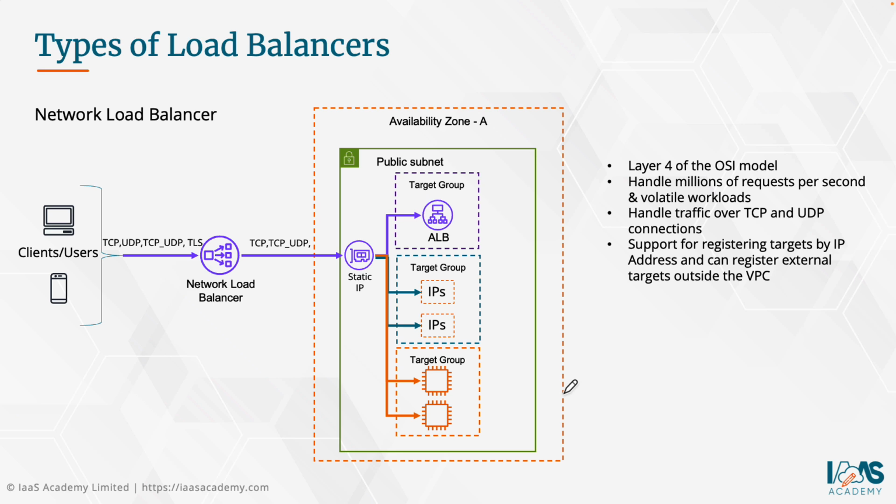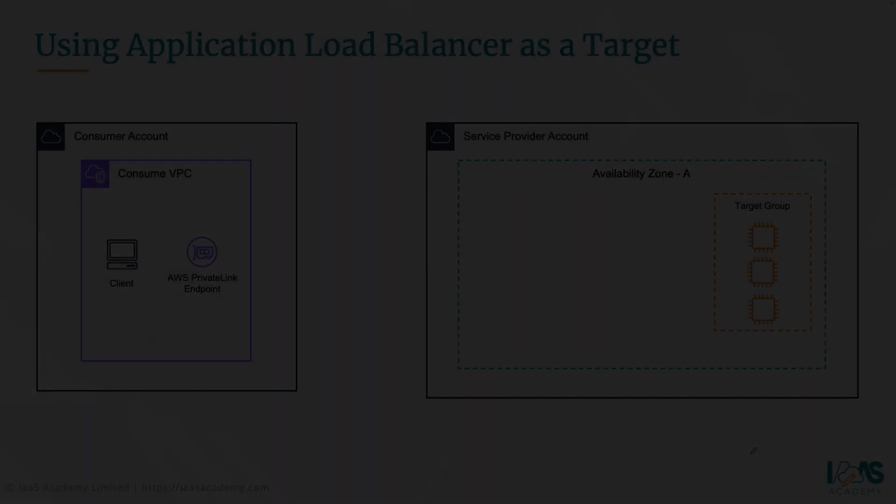Now, one key point I want to highlight over here, your targets for a network load balancer can either be EC2 instances, IP addresses, or an application load balancer. So you can have an application load balancer daisy chained onto a network load balancer. And there are particular use cases for this, which we'll discuss next.